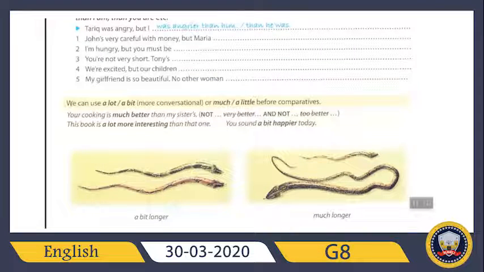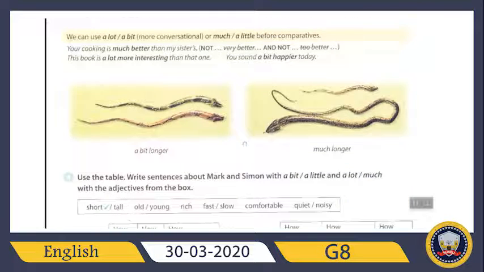This section talks about the use of a lot and a bit in the comparative forms. We can use a lot and a bit or much and a little before comparatives. For example, your cooking is much better than my sister's. This book is a lot more interesting than that one. You sound a bit happier today.